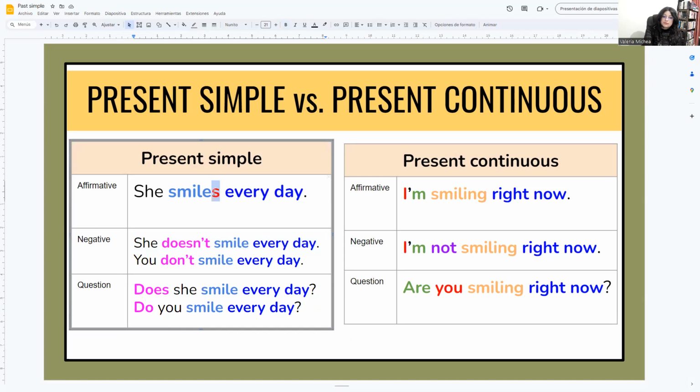And the S at the end of the verb in affirmative sentences is mandatory, but only for he, she, and it. If I want to talk about you again, I'm not going to add an S at the end of the verb because it's not necessary. You don't need it. So you smile every day. Whereas with he, she, and it, I'm going to say she smiles every day. Okay, so the S at the end of the verb is very important.